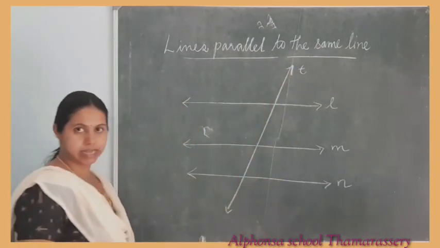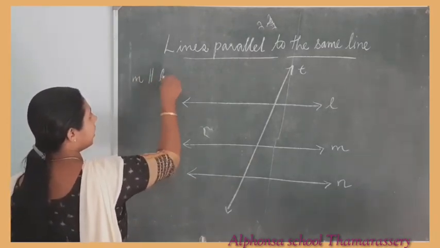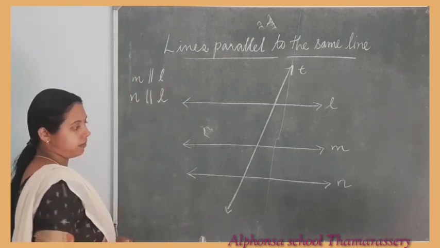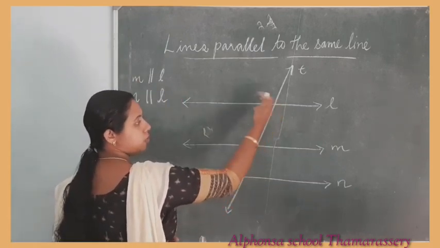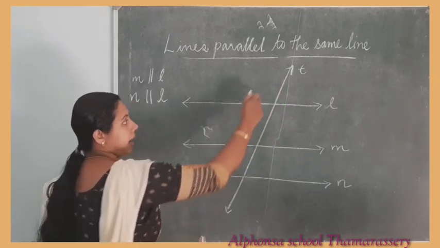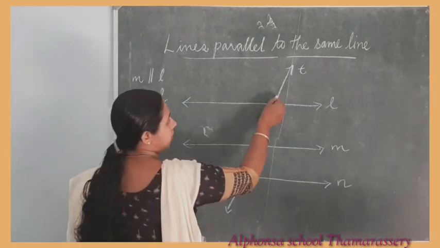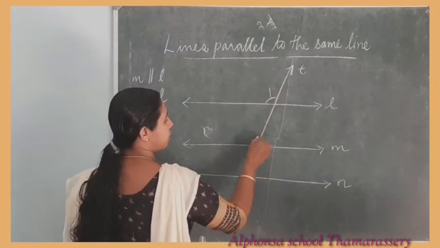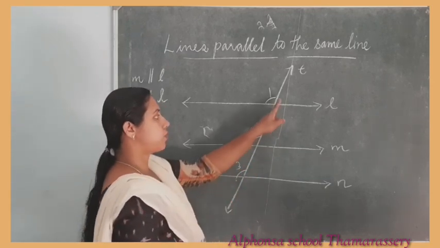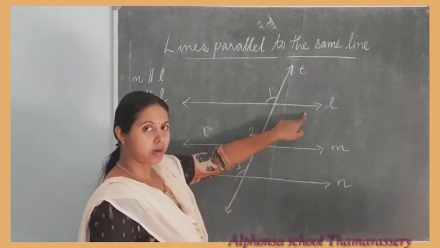Line T is a transversal. It's given that M is parallel to L and N is also parallel to L, and the line T is the transversal. So if you mark the angles, angle 1, angle 2 and angle 3, line M is parallel to line L.